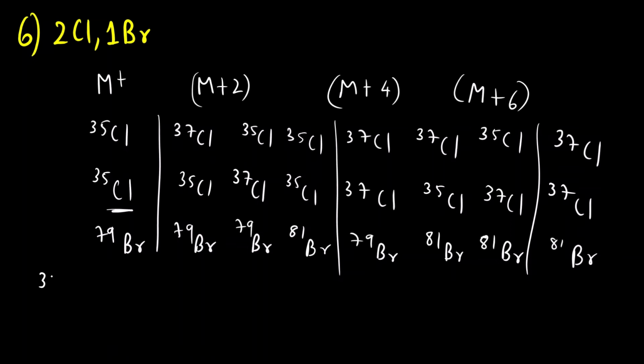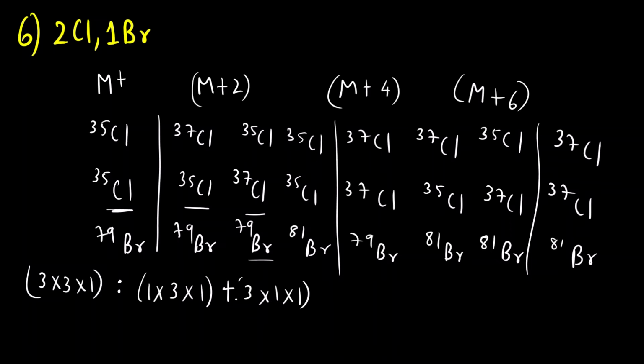35Cl is 3. So 3 into 79Br is what? 1. Okay, 3 3s are 9. Now M plus 2: 37Cl is 1, 35Cl is 3, 79Br is 1, plus 35Cl is 3, 37Cl is 1, 79Br is 1, plus 35Cl is 3, 35Cl is 3, 81Br is 1.